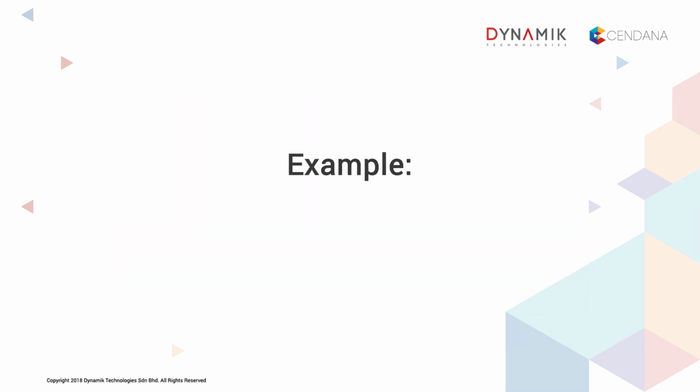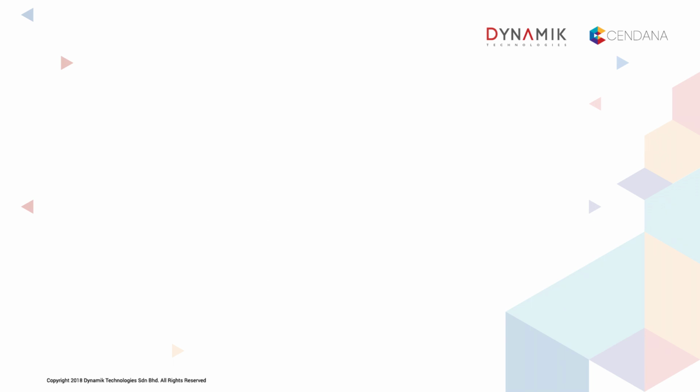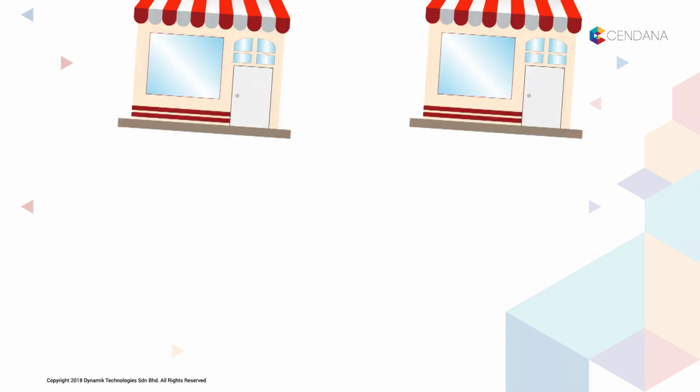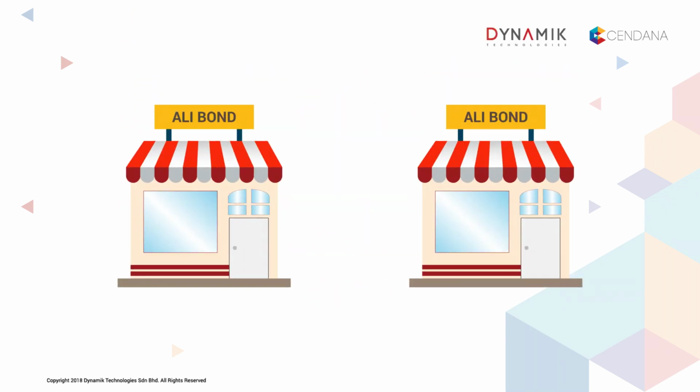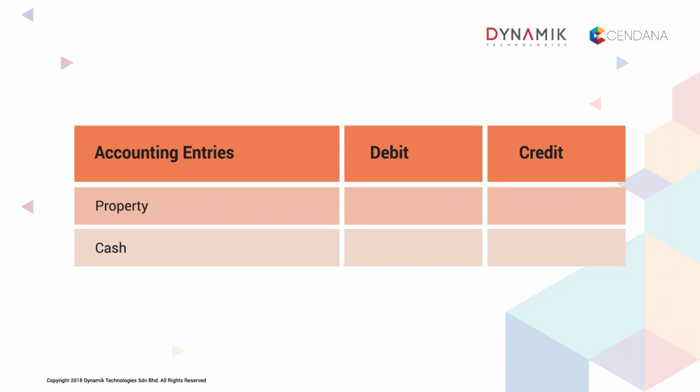An example on the BDAS 16 is to record the purchase of a double commercial shop house, where, for example, Power Sendirian Berhad purchased a double commercial shop house from Alibon, which is a major shareholder of Power Sendirian Berhad, at $500,000. Accounting entries will be debit the property and credit the cash with the amount of $500,000.